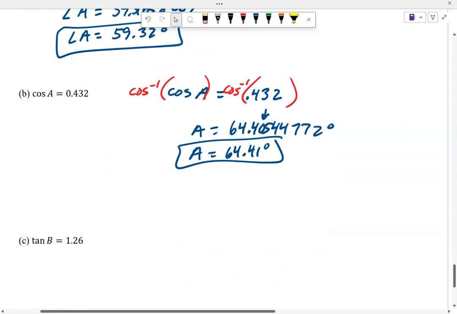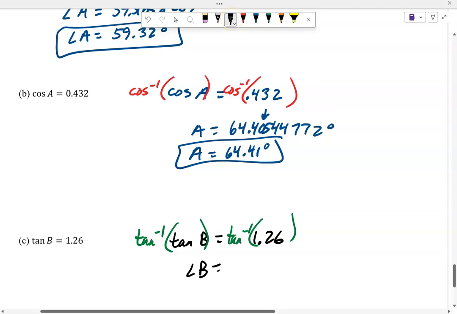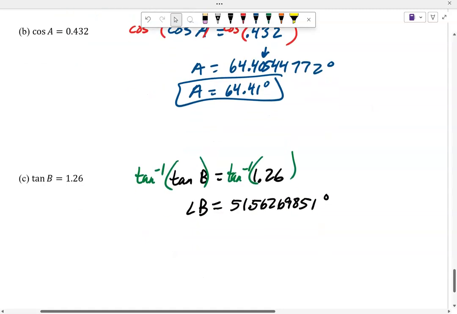And let's do one last one here. We've got the tangent of B. So the opposite over the adjacent ratio is 1.26 here. And we're going to undo the tangent with arctangent. So angle B would be the arctangent of 1.26. Again, make sure I'm in degrees and use that arctangent on your calculator. 51.56269851 degrees. We'll go ahead and round that to 2 decimal places.